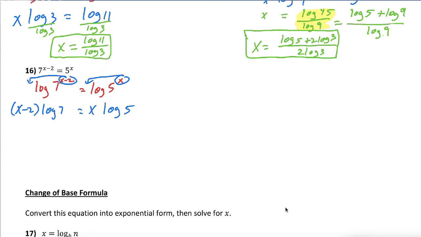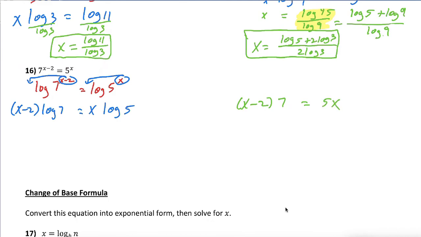But we haven't quite done the hard work yet, because now solving this equation is a little bit trickier than the other ones, because x minus 2 log 7, you might be thinking, well, how am I going to get that log by itself? So how can I get that x by itself? What we have to do, and a great trick, is to imagine it was a little bit easier. Imagine if it just said x minus 2 times 7 equals x times 5.